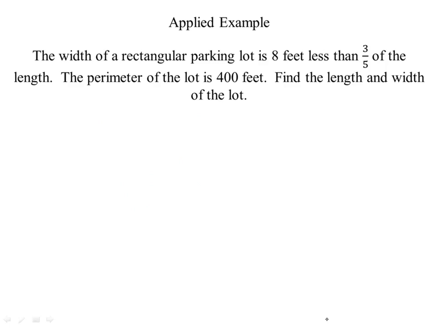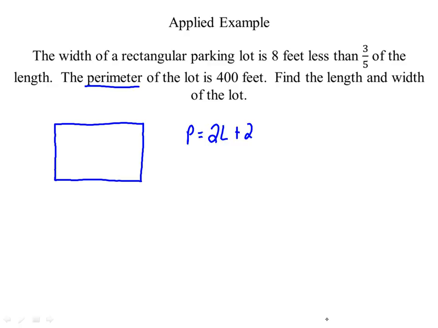Alright, so let's look at this one. It says the width of a rectangular parking lot is 8 feet less than 3/5 of the length. The perimeter of the lot is 400 feet. Find the length and the width of the lot. So we're talking about a rectangle here. And we know the word perimeter has a formula to go with it. How do you find the perimeter of a rectangle? Add all sides together. Yes, but what's the formula? 2 times the length plus 2 times the width.